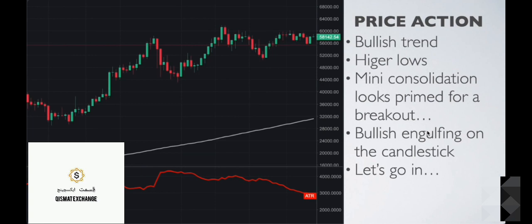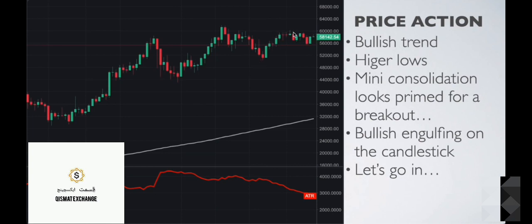Moving through to the price action. We're definitely still in a bullish trend. We have higher highs and higher lows. There is a mini consolidation right here though. And so with consolidation, we could be primed for a breakout. We also have a bullish engulfing on the candlestick, as you can see. This candlestick, then we have the bullish engulfing right here.